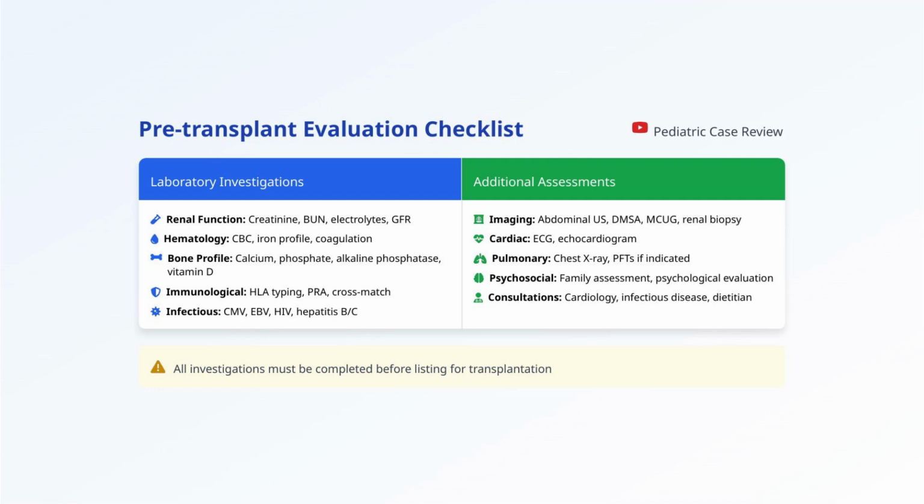Laboratory investigations include renal function tests, hematology, bone profile, immunological assessment, and infectious disease screening. Additional assessments include imaging studies, cardiac evaluation, pulmonary evaluation, psychosocial assessment, and necessary consultations. The checklist ensures that no critical component is missed in the evaluation process. It is important to note that all investigations must be completed before listing for transplantation to ensure the child is medically optimized and any potential contraindications are identified early. This systematic approach helps improve transplant outcomes and reduce postoperative complications.